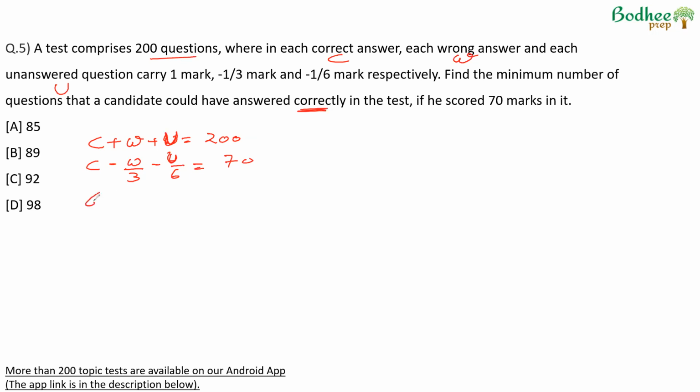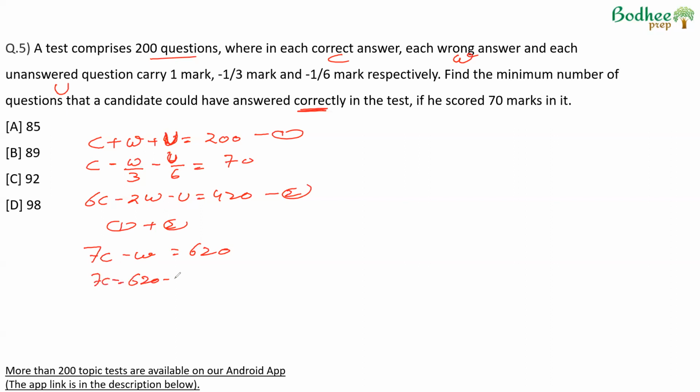Multiplying the entire thing by 6, we get 6C minus 2W minus U is equal to 420. This is equation 1, and the earlier one is equation 2. Adding 1 and 2, 6C plus C, so 7C minus W, and U and U cancel, is equal to 620. So we have to maximize the value of C. To maximize the value of C, W has to be minimum. 7C is equal to 620 plus W.